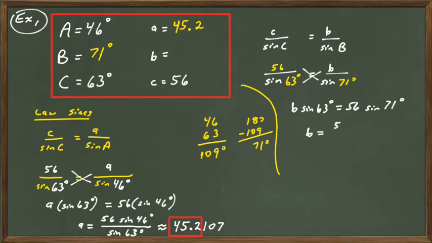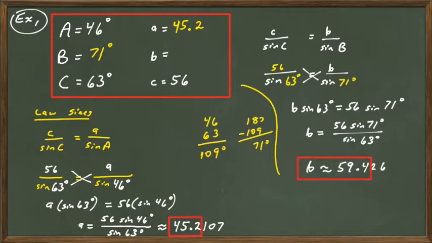Again, the opposite of multiplying is to divide. So I'm going to divide both sides by the sine of 63 degrees. And this should tell me what B is approximately. Punching it into my calculator in degree mode, I get 59.426. And if I was to round that to the nearest tenth, the 2 is not going to round it up. So it should stay as 59.4.